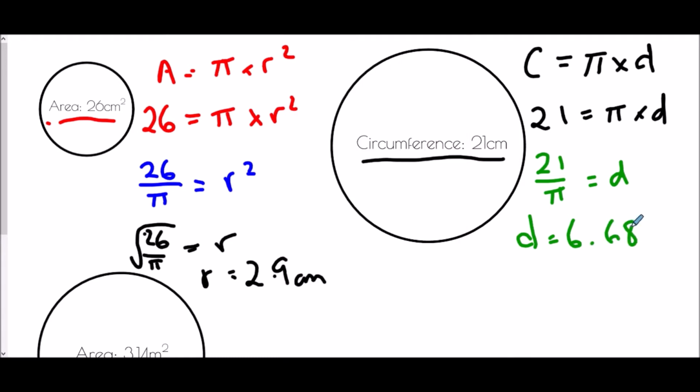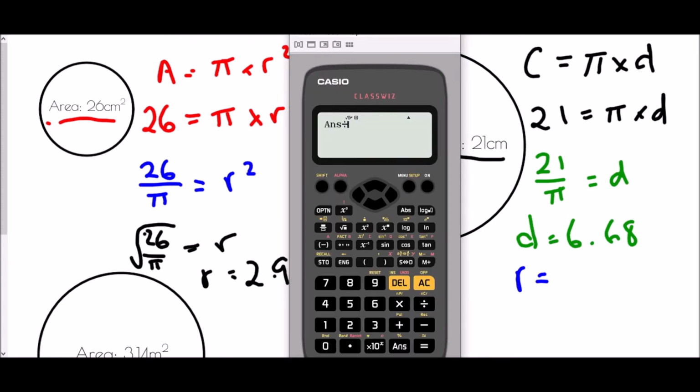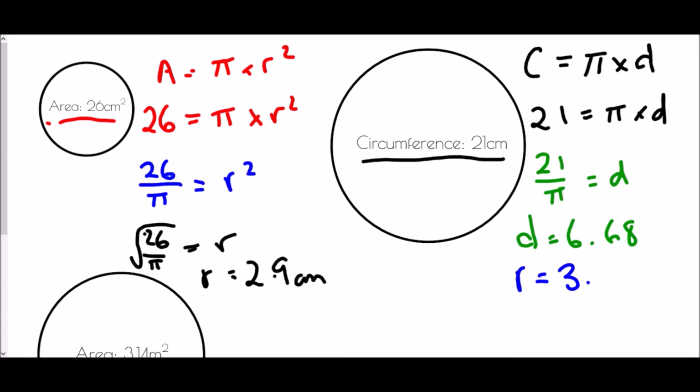But it wasn't the diameter we were asked for, it was the radius. So now that we know the diameter, to get the radius I'm going to have to divide that answer by 2. So divide by 2 and we get 3.3 centimeters.